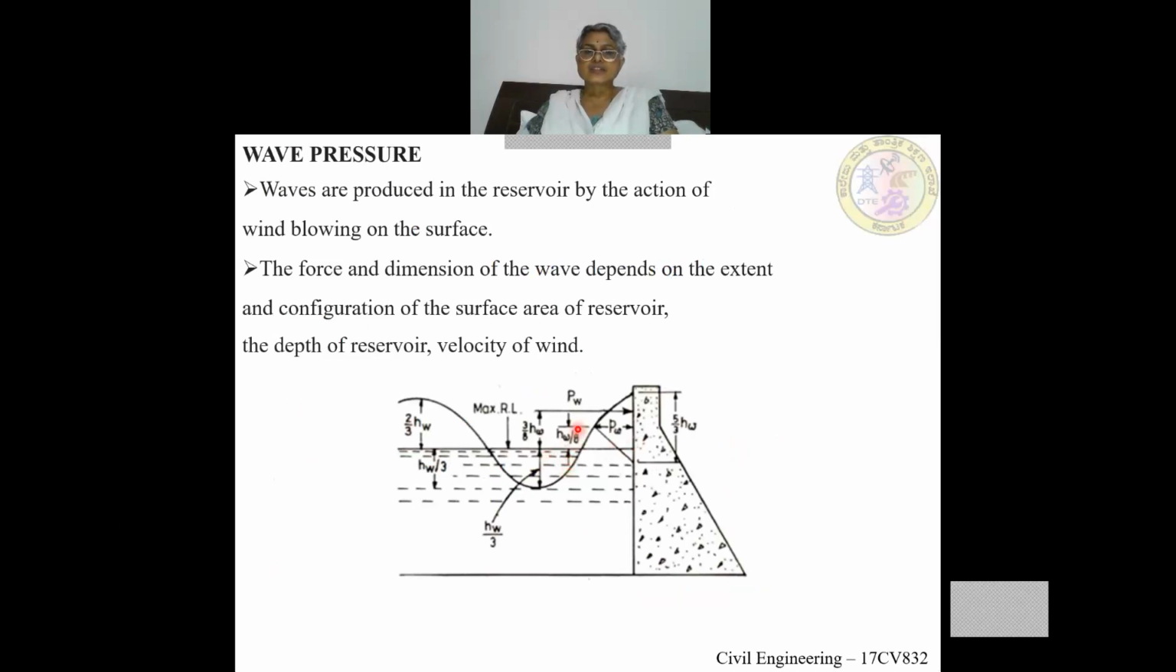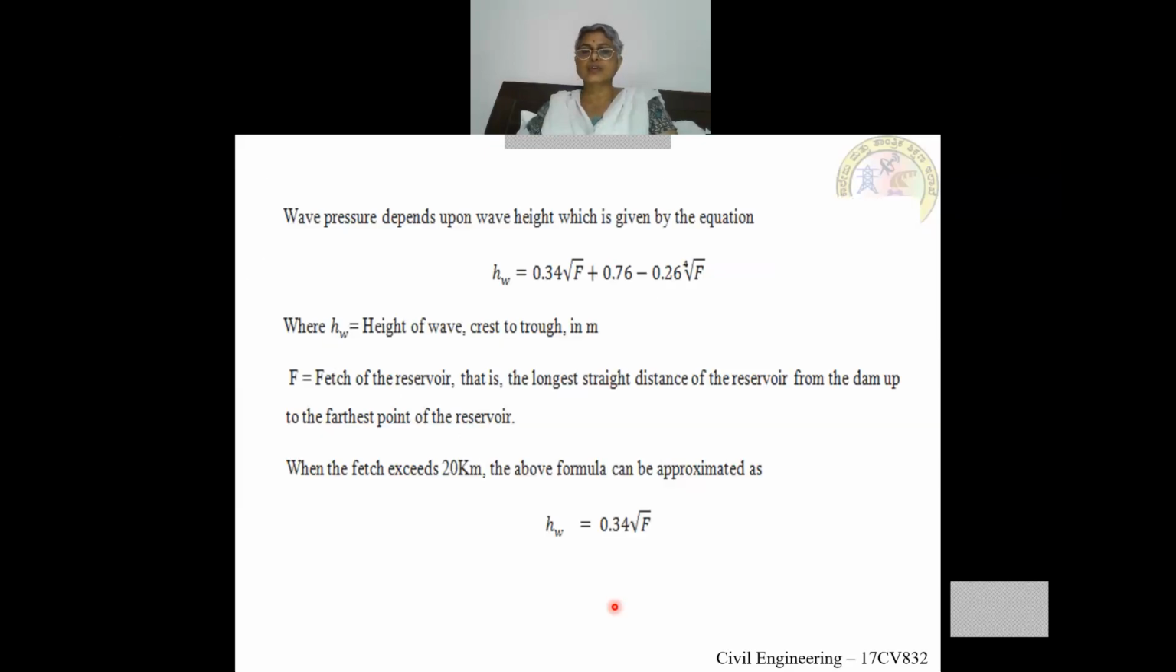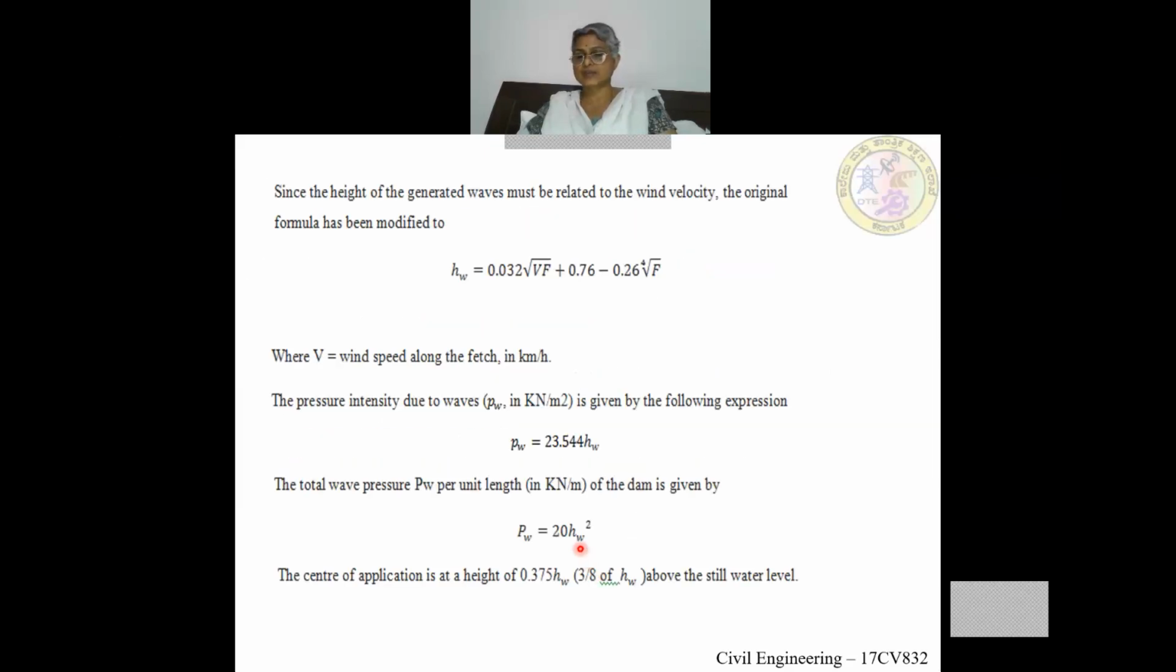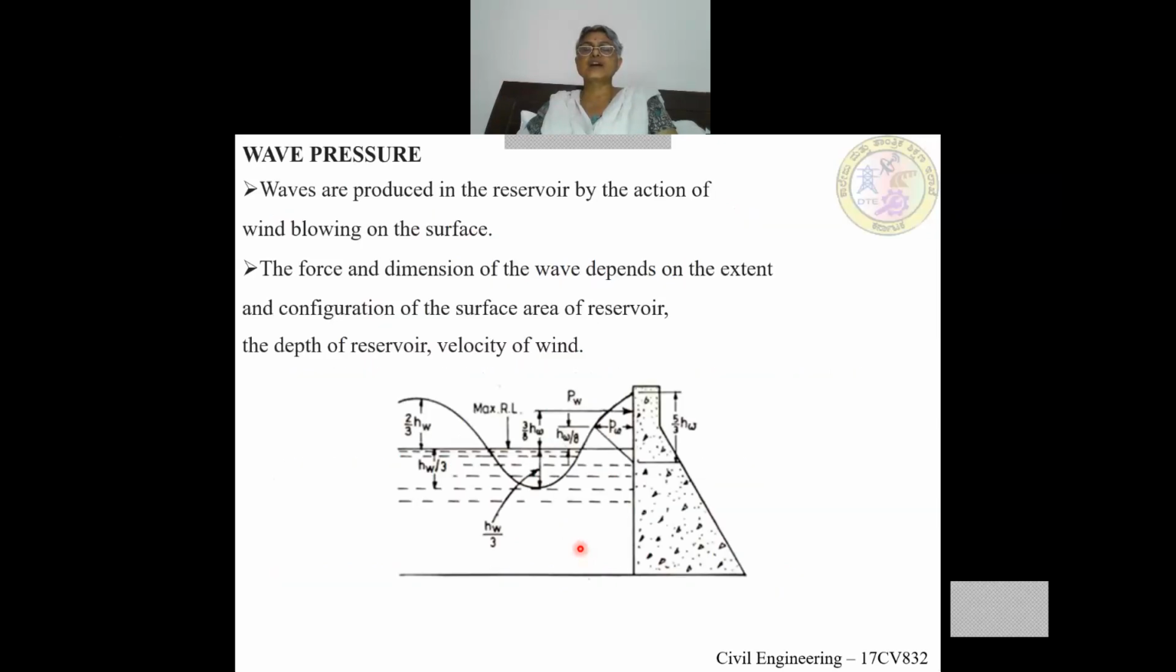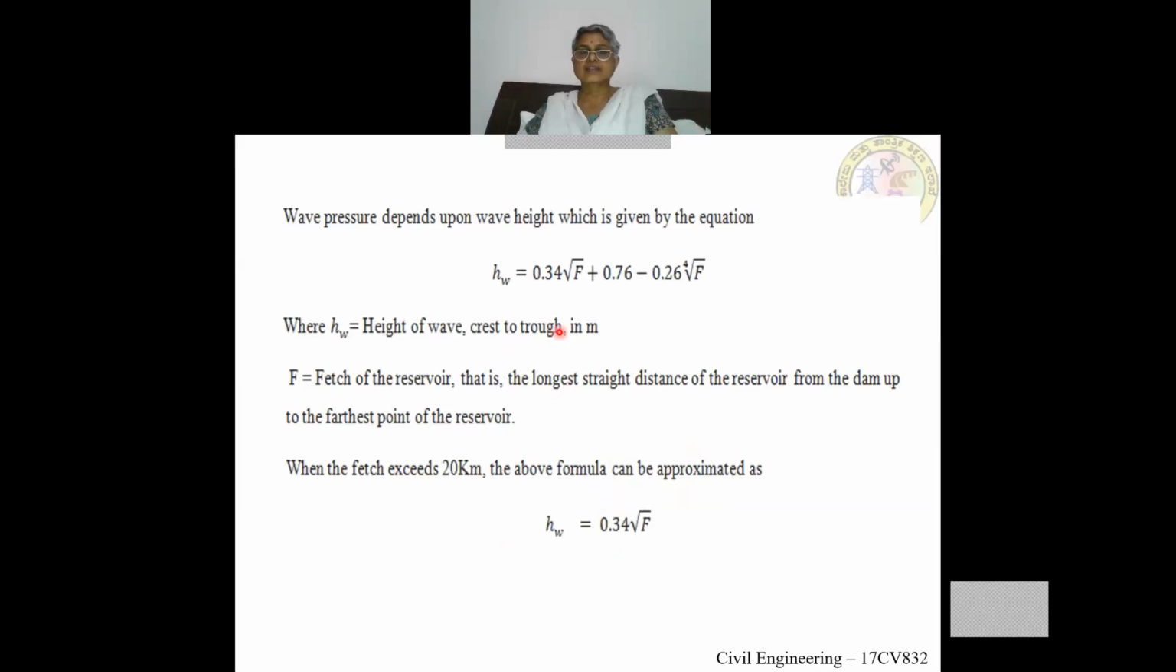You see here, this is the total pressure PW, which is acting at a distance equal to 20 HW square, where HW is the height of the wave, which can be calculated by using the equation. And this is the pressure intensity. This pressure intensity will be acting for a height of 5/3 HW, where HW is the height of the wave, and the height of the wave is calculated from this equation.